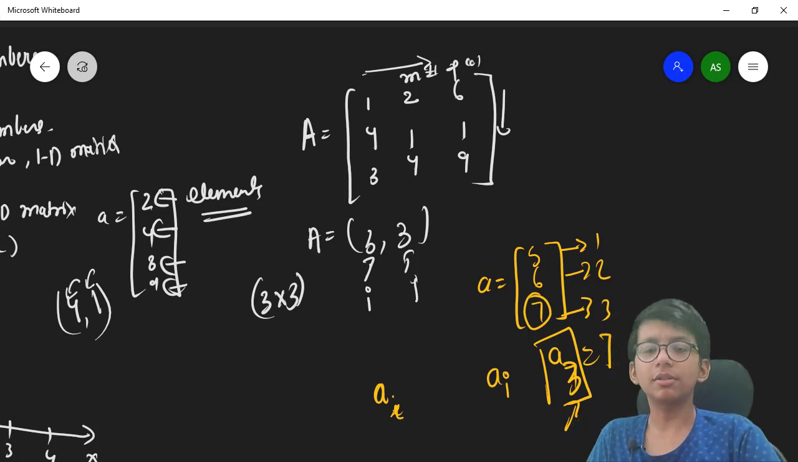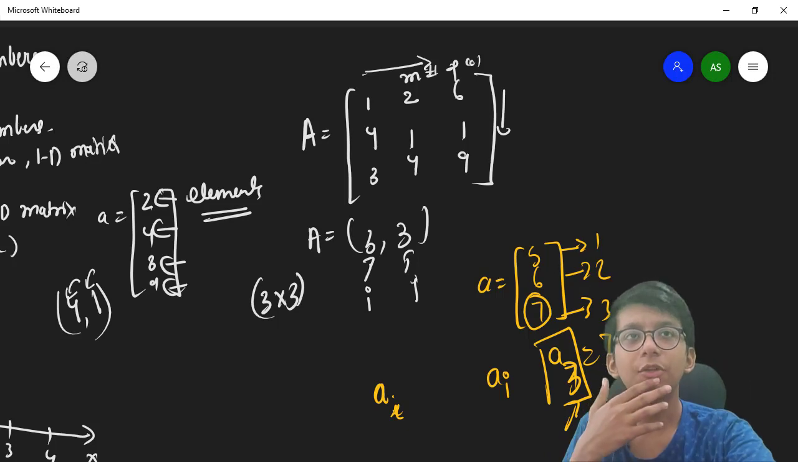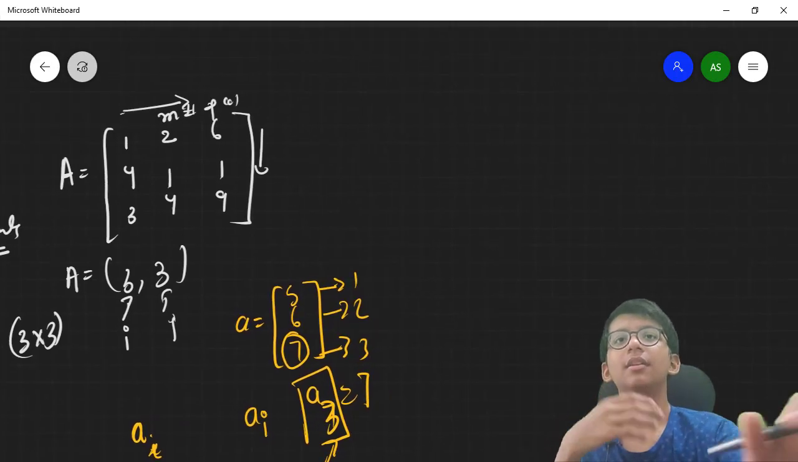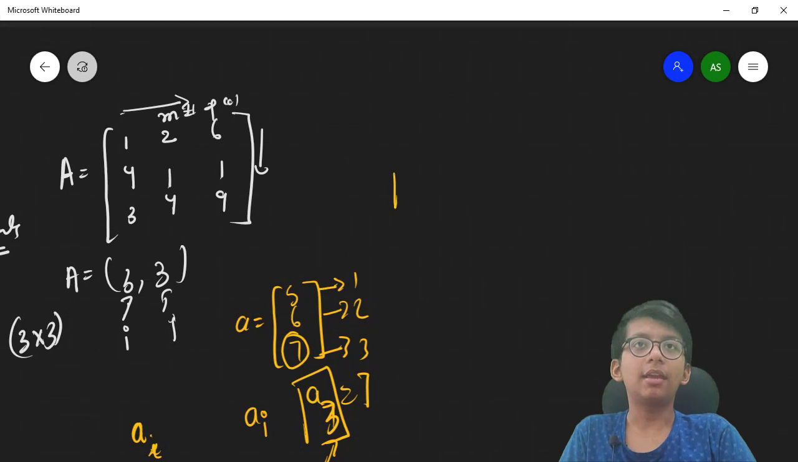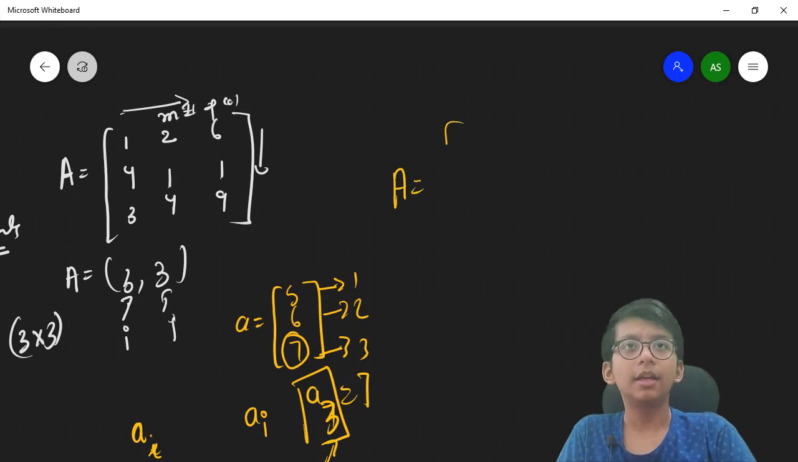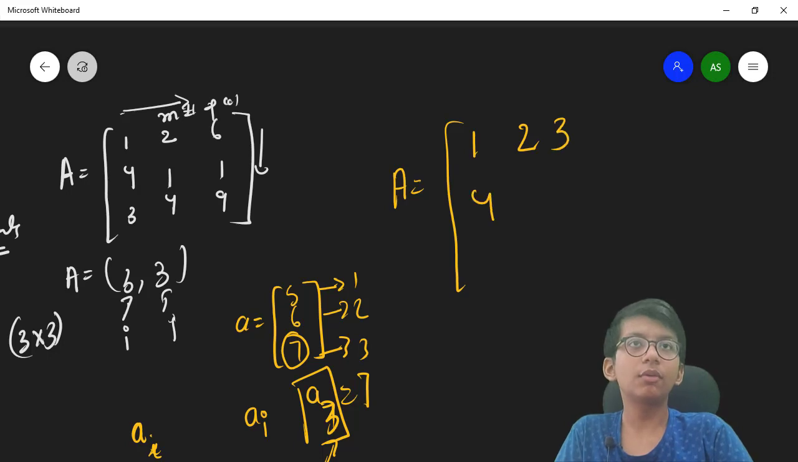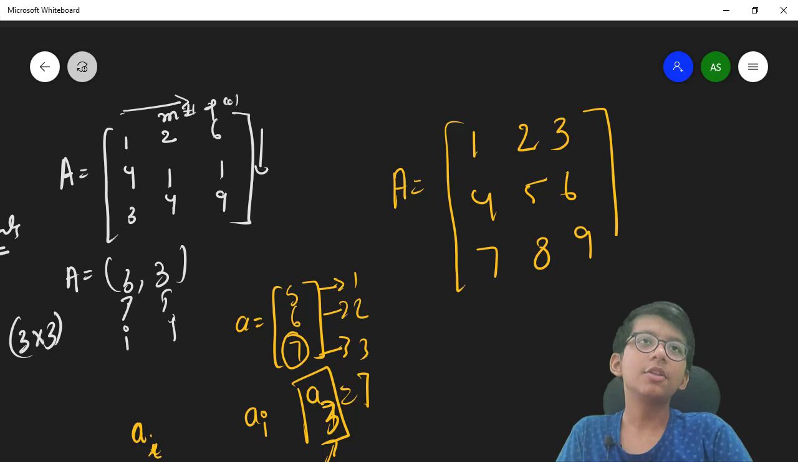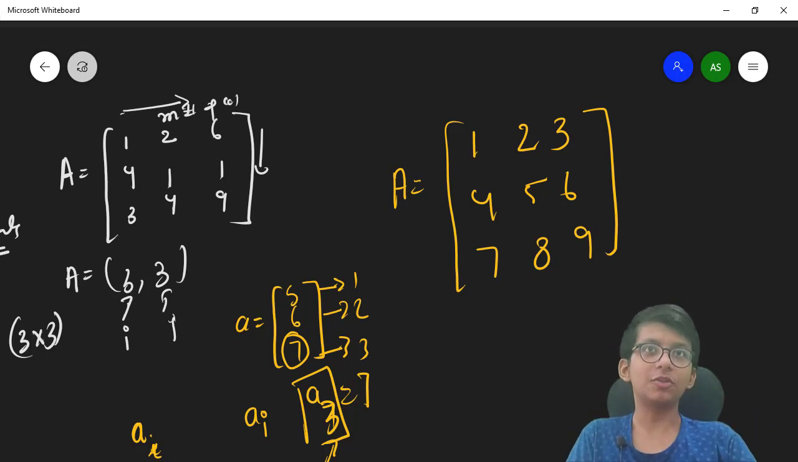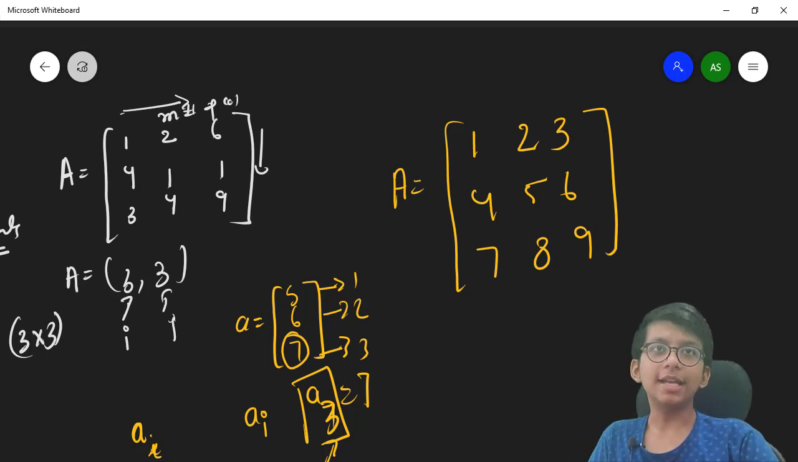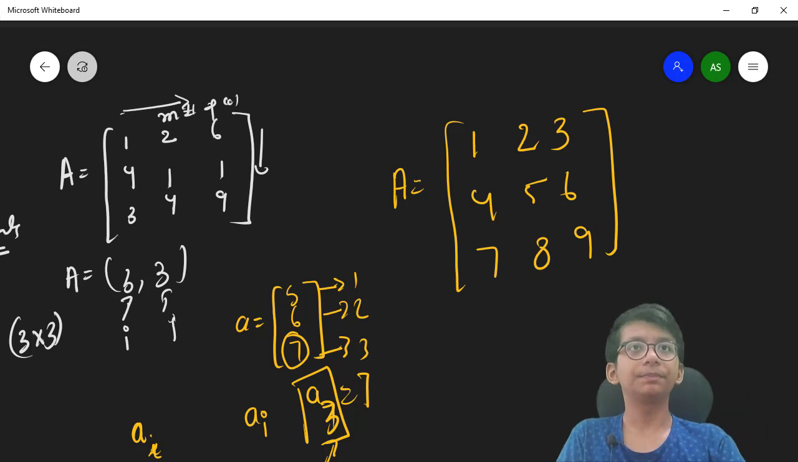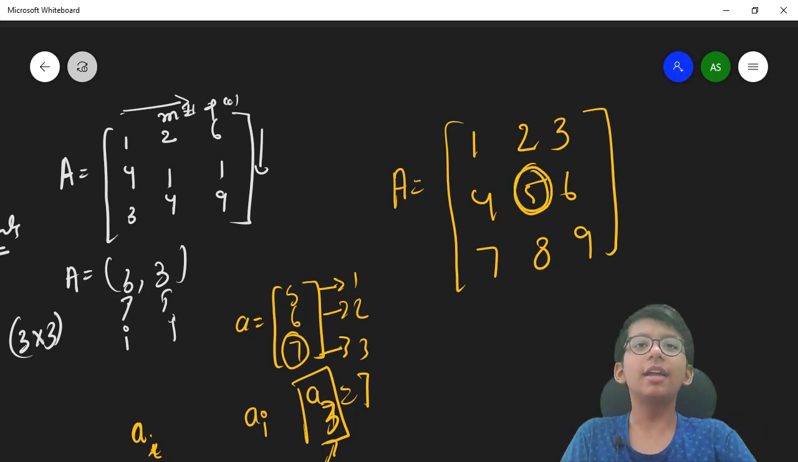So what about matrices? For example, you have a matrix, just assume big A, with 1, 2, 3, 4, 5, 6, 7, 8, 9. So this is your favorite matrix. How do you assess this 5? For assessing this 5, you don't have to do anything special.